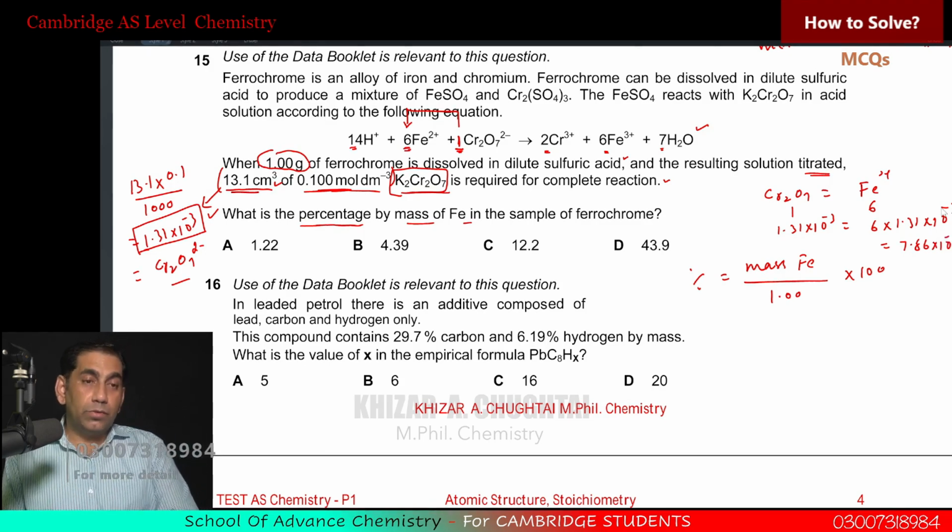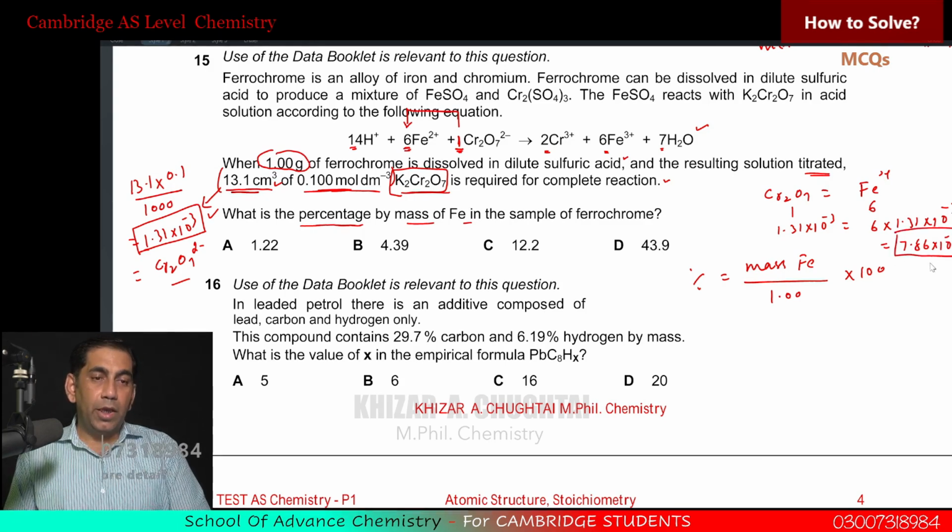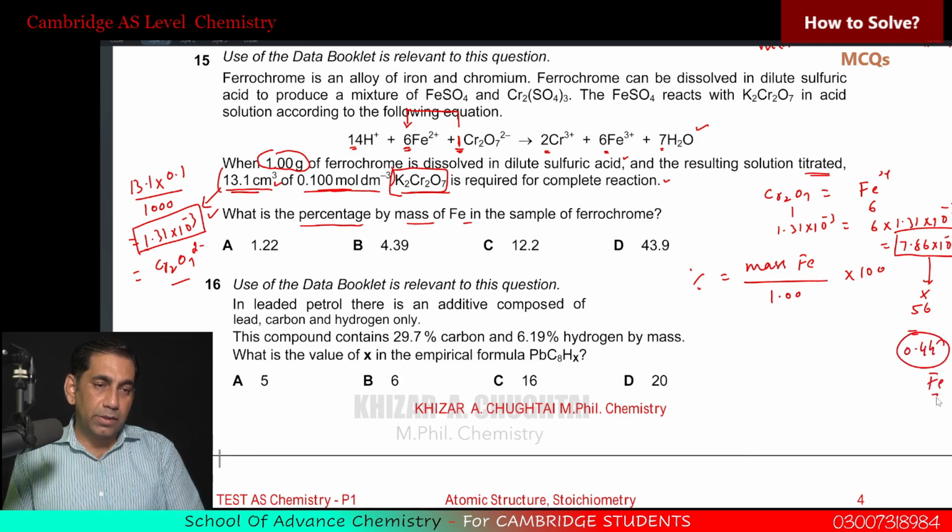So we have calculated the moles of iron. Now we can change these moles into mass, I mean mole multiplied by its AR. AR is equal to 56. So this answer multiplied by 56, and the answer is 0.440. So 0.44 gram of iron is present.